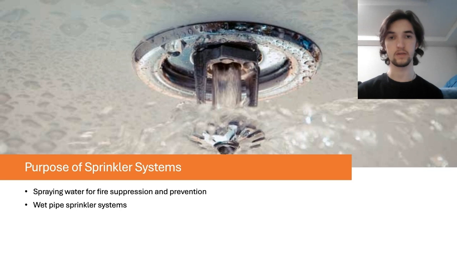The wet pipe system holds water in its pipes until it reaches its temperature threshold. At this point, it starts spraying water. The wet pipe system is fast acting and cost effective, but it is not ideal in colder climates. It is mainly used in homes and businesses in warmer climates.